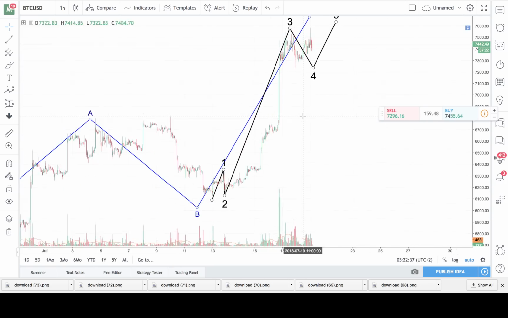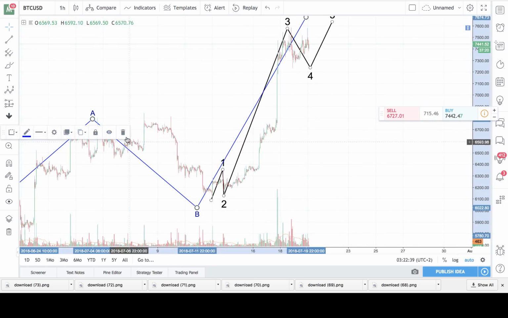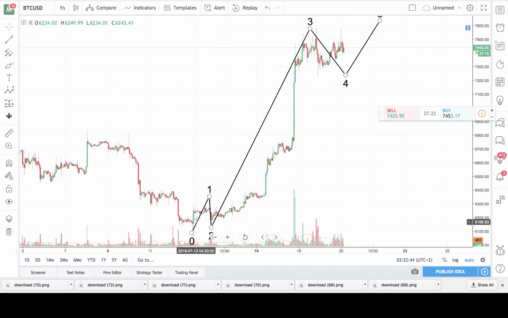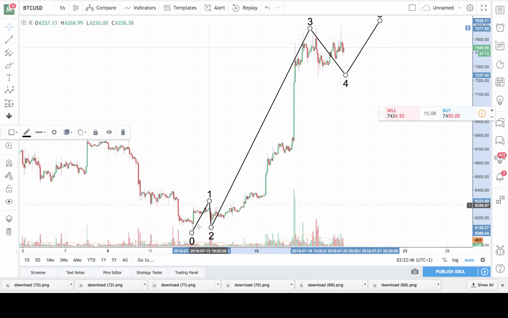Now, the reason I say this isn't ideal, let me get rid of this as well. The reason I say this isn't ideal is for a few reasons. The first is this first wave up seems to have some sort of 3-wave structure.